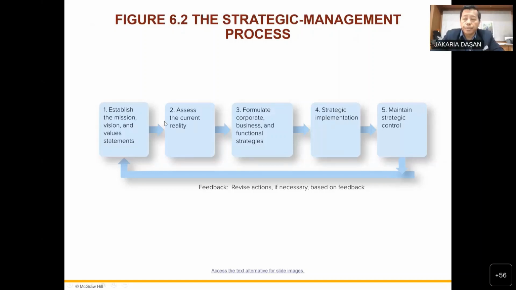Strategic management process. There are 5 phases of strategic management process. The first one is to establish the mission, vision, and value statement. We learned this last week. In order for an organization to form a good strategic management process, number one, it must be clear with the vision, the mission, and what values will support that mission and vision.